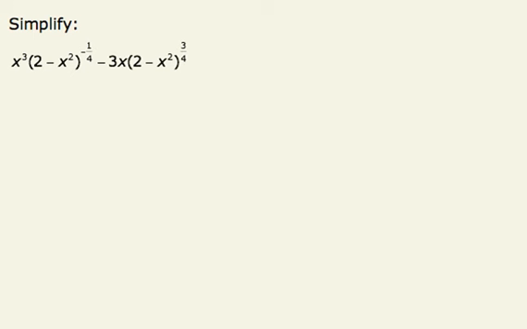Simplify the following expression. Well, the first thing I notice is that there's fractional powers, and not only that, we have a fractional negative power. Well, simply looking at the negative power, 2 minus x squared to the negative 1/4 can be rewritten as 1 over 2 minus x squared to the positive 1/4.